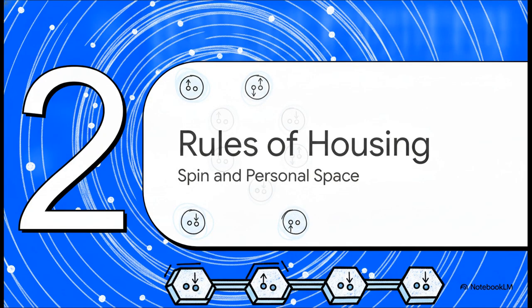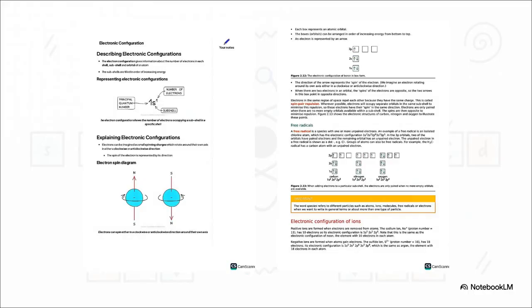Part 2. Rules of electron housing. This is all about electrons, spin, and personal space. Now, physical reality actually bridges perfectly with the diagrams we draw. Electrons aren't just static dots. They act like tiny spinning electrical charges rotating on their own axes, either clockwise or anti-clockwise. And when we use box notation to map out the atomic orbitals, the individual rooms in our apartment, we represent those spinning electrons using up and down arrows. An up arrow might mean clockwise, and a down arrow means anti-clockwise.